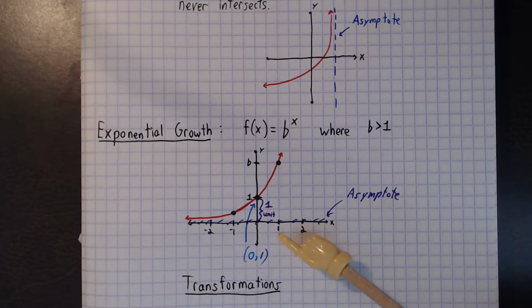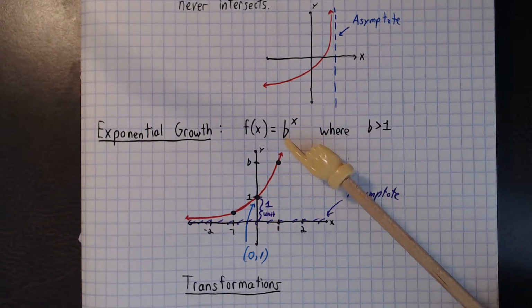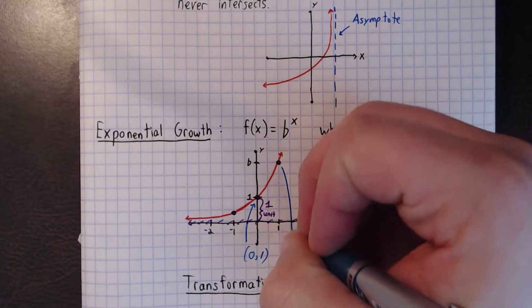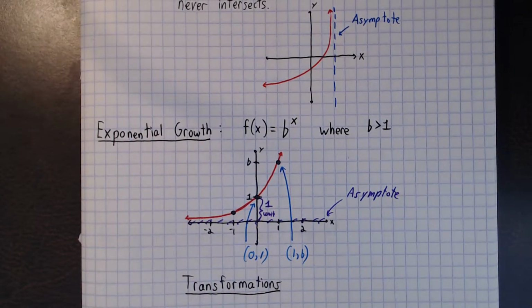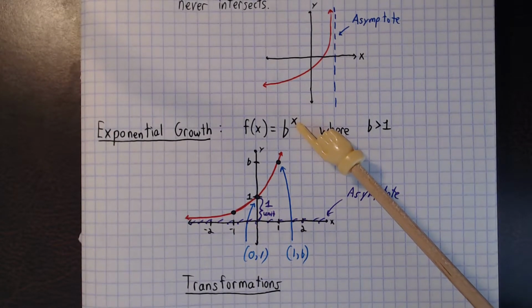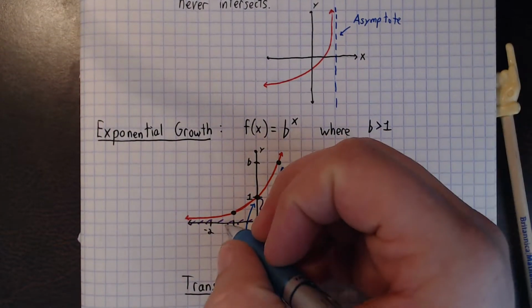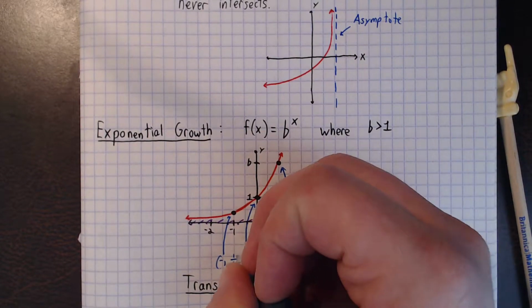Our next critical point is if we plug in 1, what are we going to end up getting out? Well, let's think about it. If we put in 1 into this exponential function, b to the power of 1, that's just going to give us b out. So our second critical point is going to be (1, b). And our final critical point right here would be -1. If we plug in -1 into our function, that gives us 1 over b. So here's our third critical point. It's going to be (-1, 1 over b).